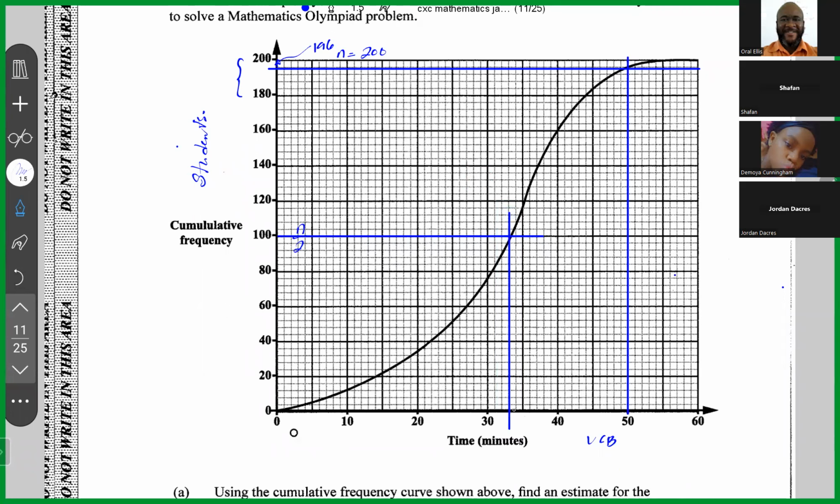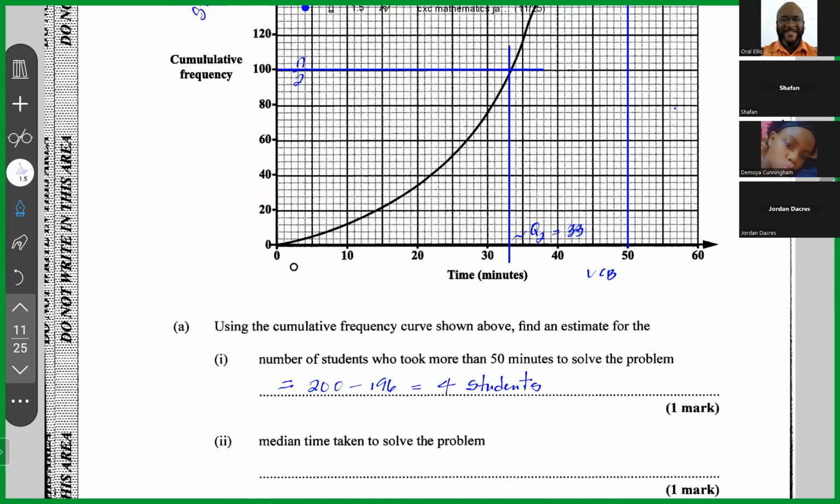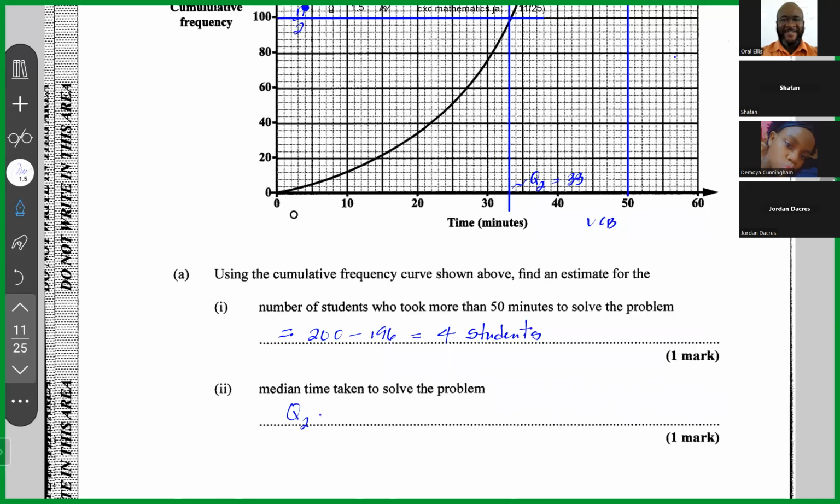All right, so I'm going to say Q2, which is the median, is 33 minutes. So the median is the time taken by the student in the middle. There are a total of 200 students. So the student in the middle is the 100th student you come across. Where you touch the curve, you draw a vertical line down. The median is 33 minutes.